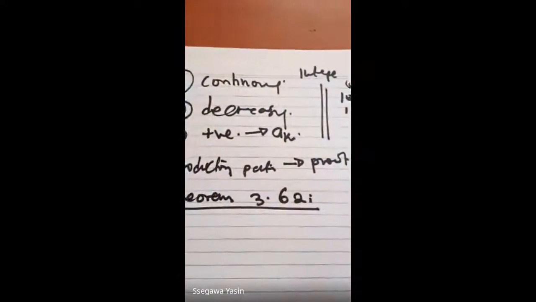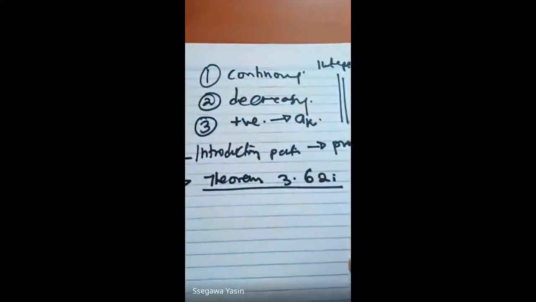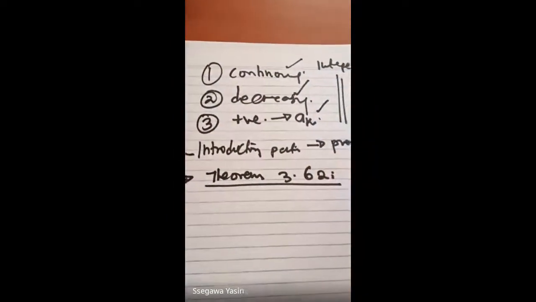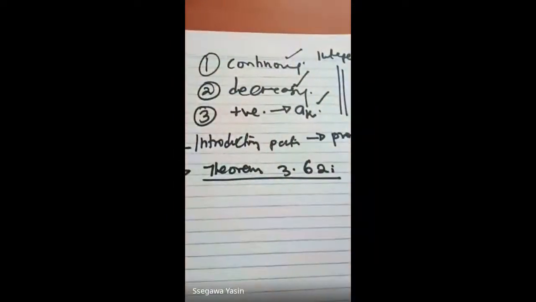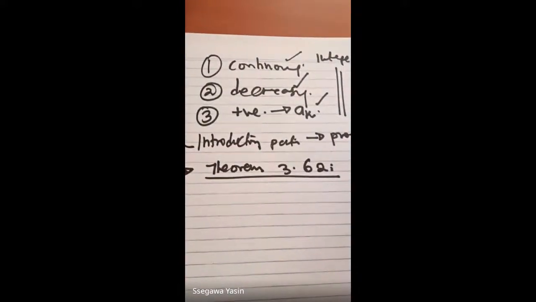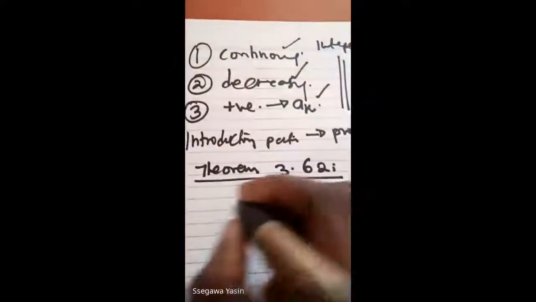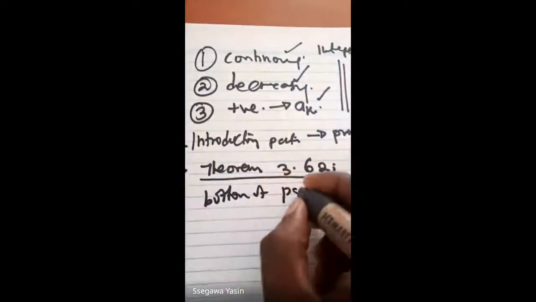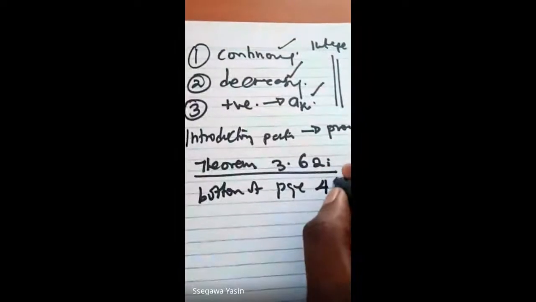So it is something simple. Should it be continuous, should it be decreasing, should it be positive, especially the series. So then you go to theorem 3.62, which is at the bottom of page 46.